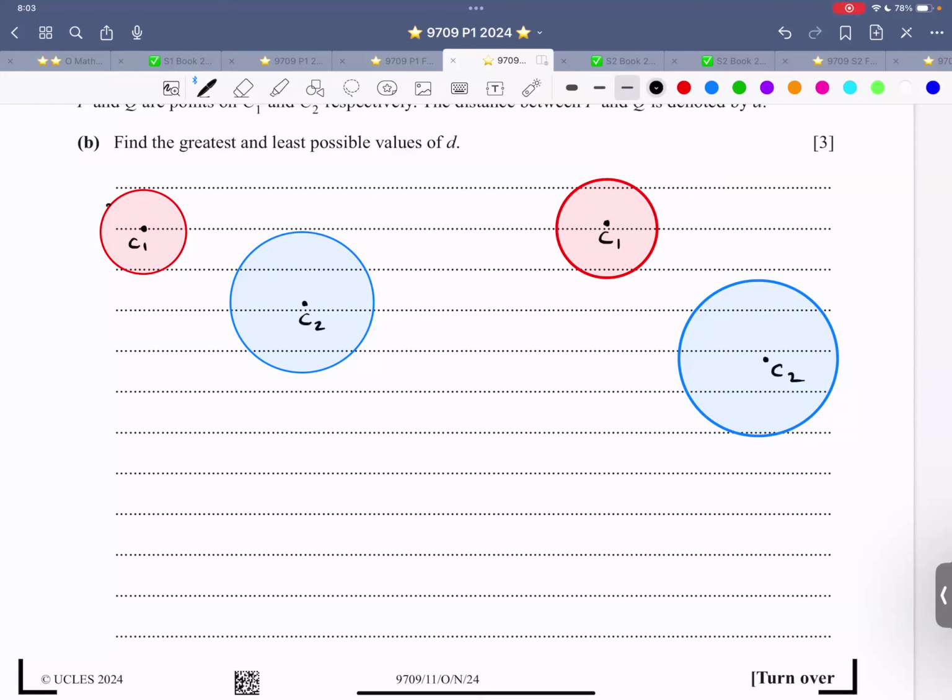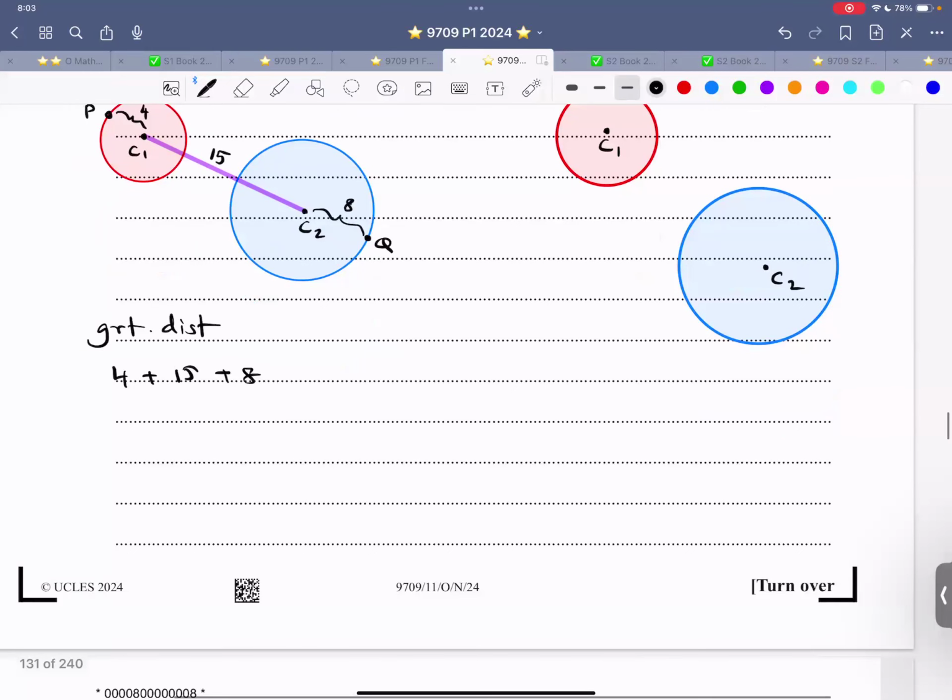One possibility is P is on the extreme left, and Q is on the extreme right. That is one possibility. Now the distance between these two centers over here, how much is that? That is 15 units. How much is the small radius? 4. How much is this big radius? 8. So the greatest distance between P and Q, that is 4 plus 15 plus 8. 4 and 8 is 12. 12 plus 15, that is 27 units.